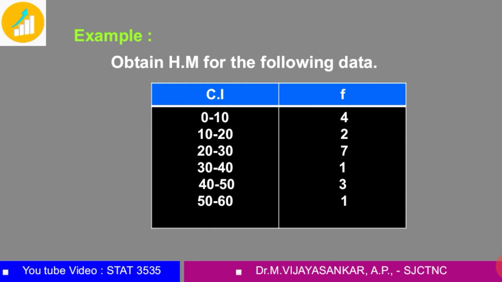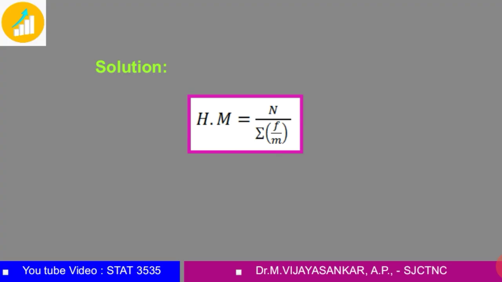Now discuss the problem. Example: obtain harmonic mean for the following data. In this problem, the class interval and frequency are given. Using this data, we are going to find our solution. When we see this class interval and frequency, the given data is called continuous case data. Solution. We know that our harmonic mean formula for continuous case is capital N divided by summation of f by m. Using this formula, we are going to find our harmonic mean result.